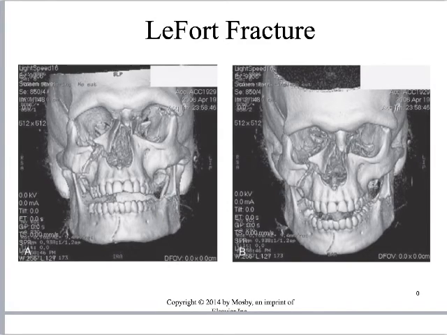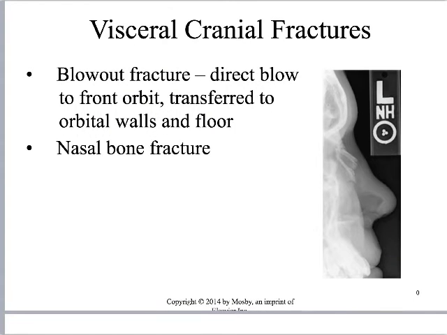If a person's struck directly in the eye, we can have what's called a blowout fracture, where the pressure on the eye is transferred to the orbital walls and floor, and it blows out the bone of the orbital cavity. And then also nasal bone fractures. These are still helpful to get x-ray on. CT can scan over them. We might miss them on an axial view. But a lateral x-ray for nasal bones is very appropriate.